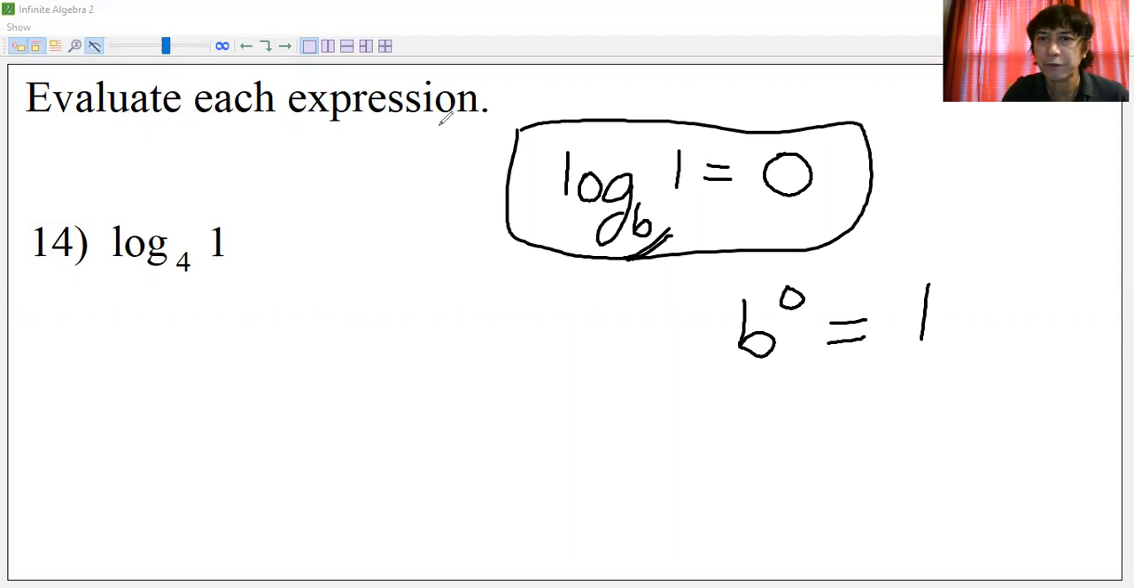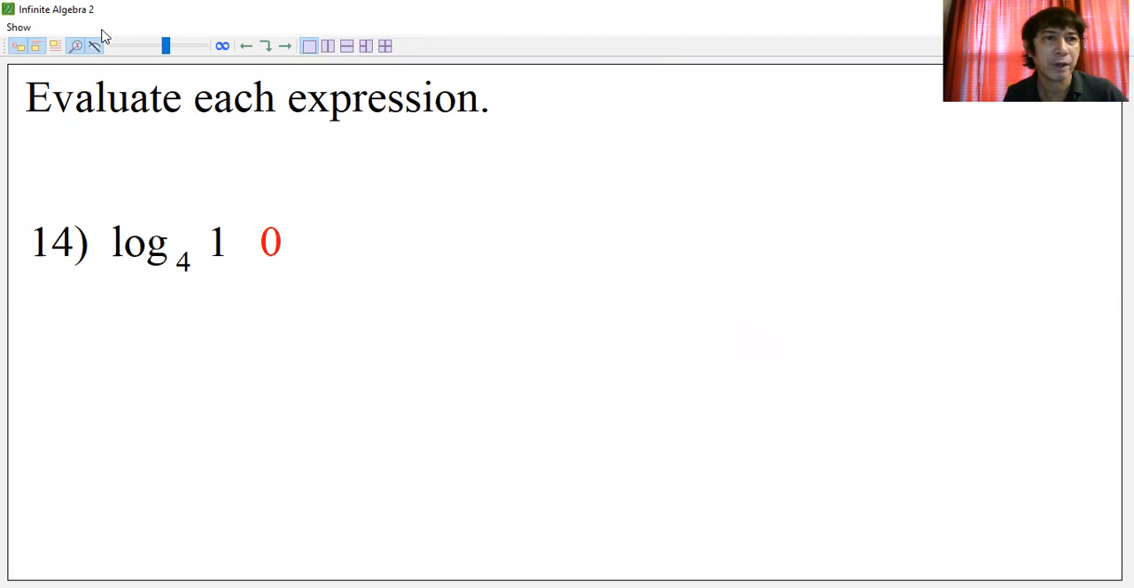So if you see a 1 after the logarithm, that's a 0. So let's verify. This must be a 0 there. Okay, you can see the red 0 over there. All right, let's continue with the next number. Clear the board and then clear the answer. Continue with 15. All right.